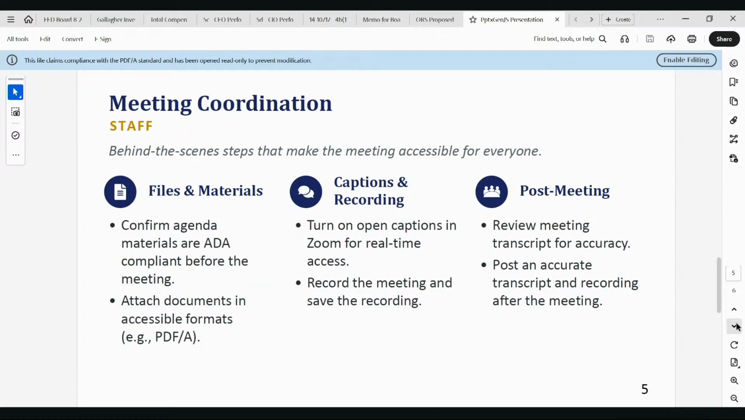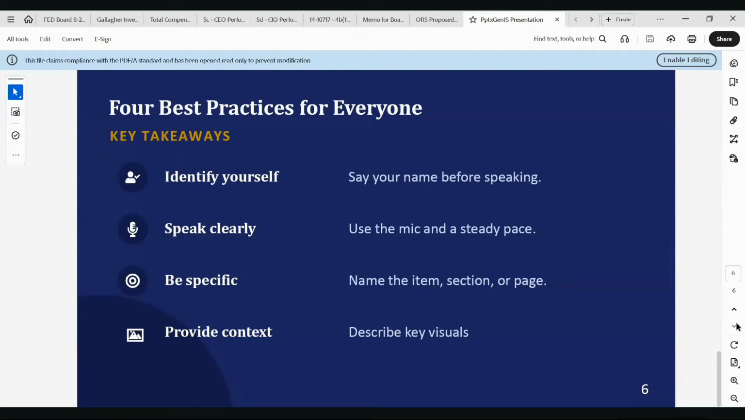Last slide, please. So the four best practices for everyone, and some key takeaways, are: identify yourself when you're speaking, speak clearly, and be specific. So if we're talking about a presentation or a question on a report, state the name of the item, the section, and the page. It's always good practice anyway. And then we'll make sure that we provide good content, but also describe the visuals when it's not just text that we're going through. So with that, I'll take any questions or comments.